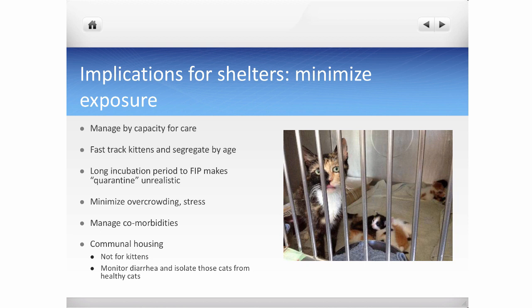And again, communal housing, not for kittens. If kittens have diarrhea, they should be monitored. They should be isolated from the other cats and from healthy kittens in particular. And then also managing the risk of fomite transmission and all of those things that we automatically do as part of our gig. Okay? So I did not go into a whole capacity for care sort of lecture, but all those pieces come into play for how we're going to deal with this in a densely housed kitten population.